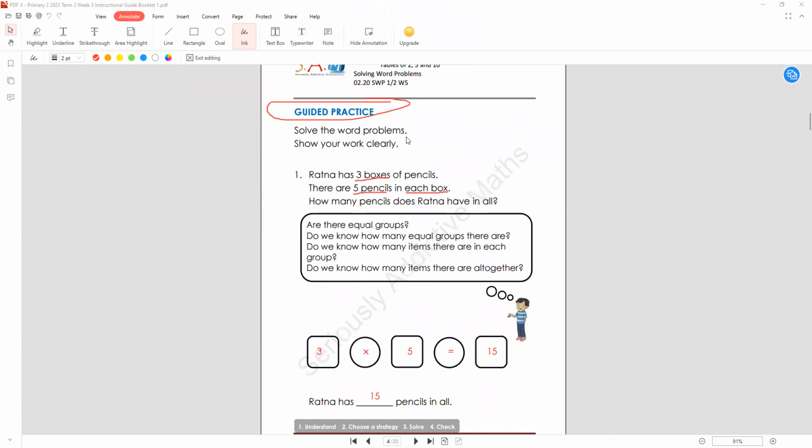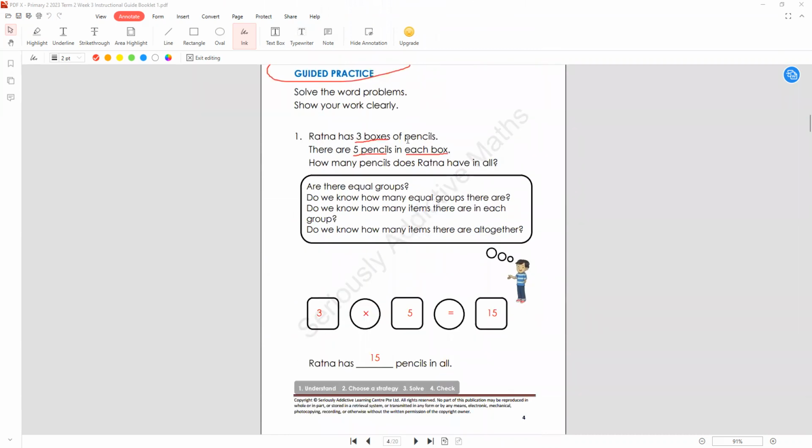All right, solve the word problem, show your work clearly. So for this part, you have to remind them. Let's read the story. Ratna has 3 boxes of pencils. There are 5 pencils in each box. How many pencils does Ratna have in all, which means total, right?